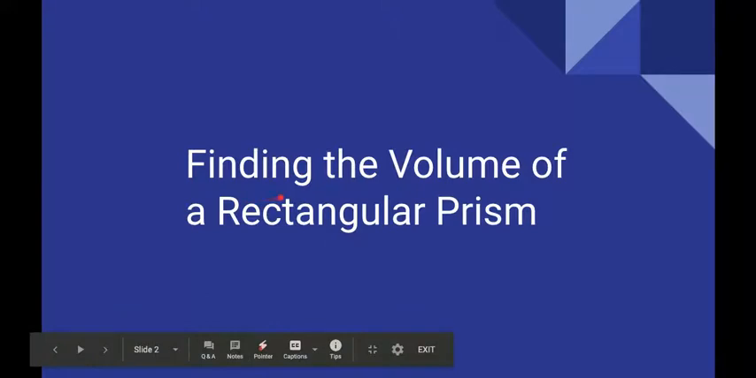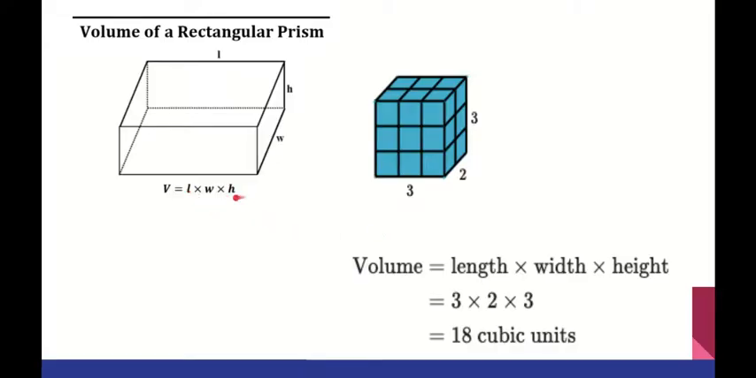Last week, we talked about finding the volume of a rectangular prism, and you guys did really well with the basics of multiplying length times width times height. I just have a few clarifying questions to go over, and then I'm going to add on to it a bit from what we did last week.